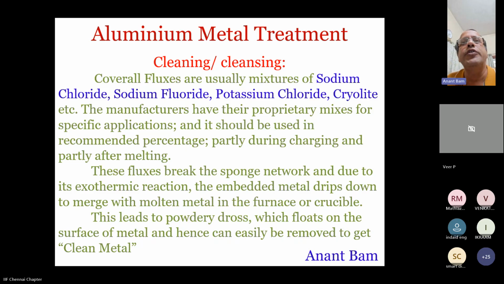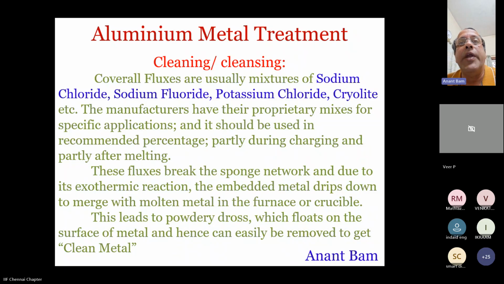Coverall fluxes are usually mixtures of sodium chloride, sodium fluoride, potassium chloride, potassium fluoride also, and cryolite, etc. There are many manufacturers, they have many brands. I am not marketing any of them. Those manufacturers have their proprietary mixes for specific application, and it should be used in recommended percentage, partly during charging and partly after melting.